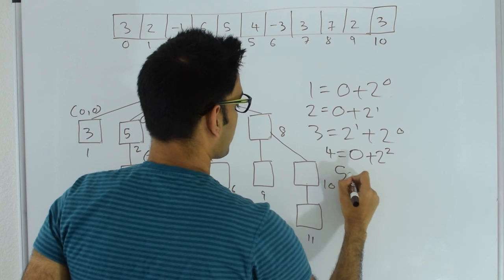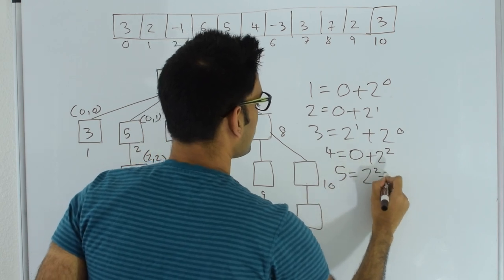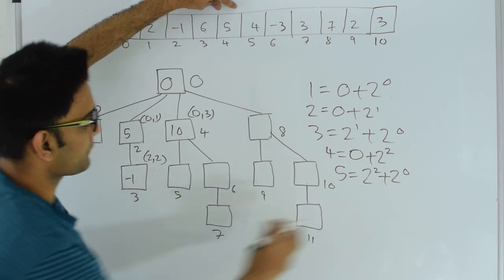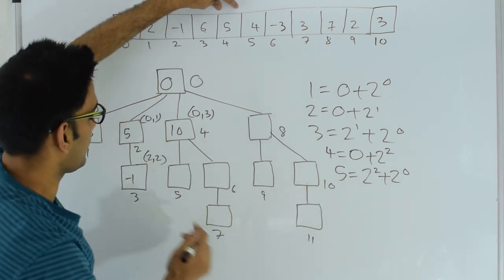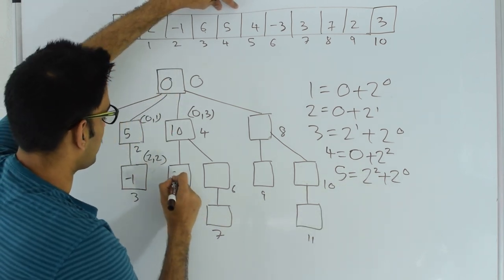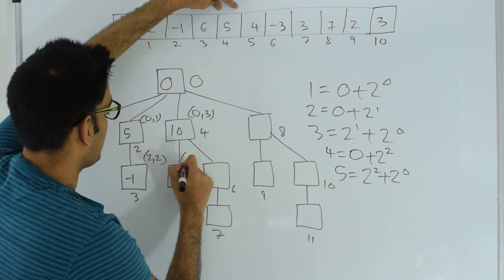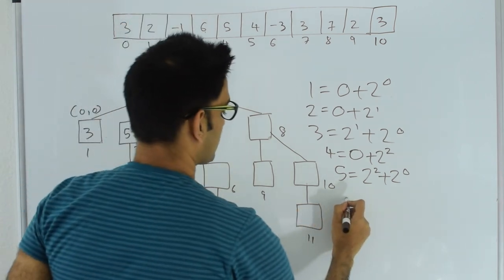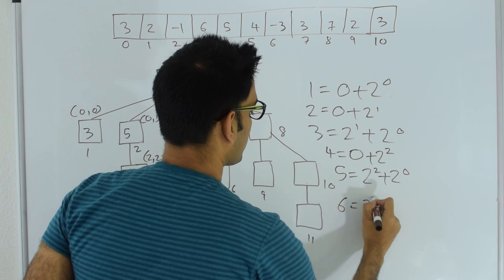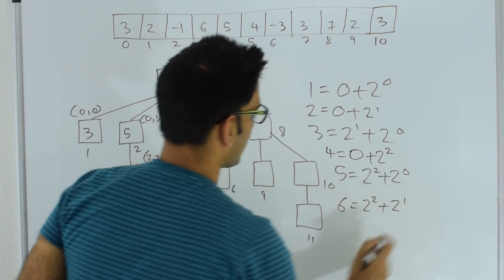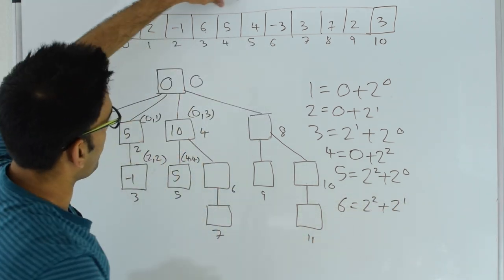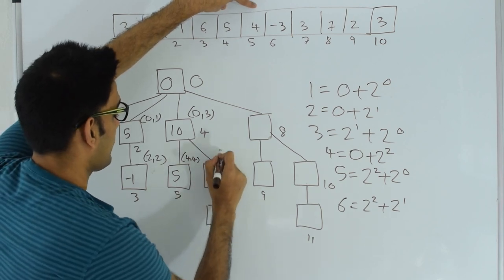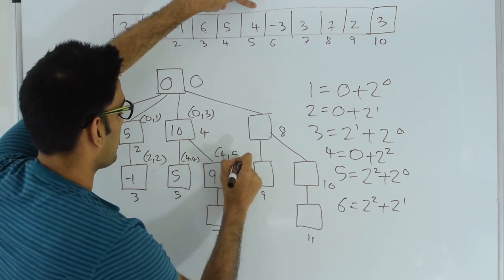Let's look at 5. 5 is 2 raised to 2 plus 2 raised to 0. So starting from 4, the sum of the next 1 element will be stored at 5. So 5, and this is range 4, 4. 6. 6 is 2 raised to 2 plus 2 raised to 1. So starting from 4, the sum of the next 2 elements will be stored at 6. So that's 9. And this is range 4, 5.